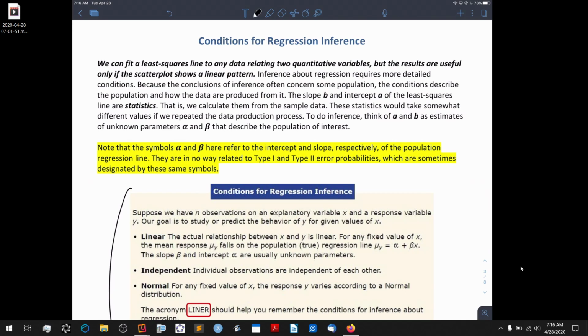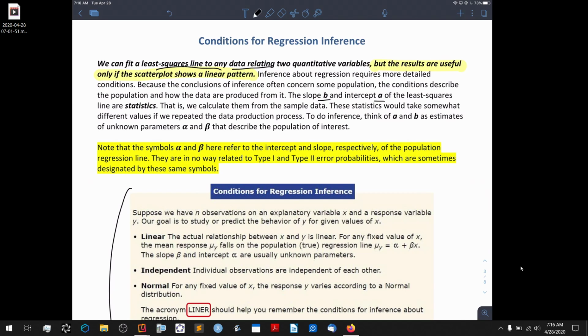We need conditions to be met for inference. Of course, you can fit a least squares regression line to any data and calculate an equation and go for it. Remember, we said linear regression only works if the scatter plot shows a linear pattern. And then for the sampling distribution of the sample slope to be useful for us, there's a whole bunch of additional conditions that need to be met.